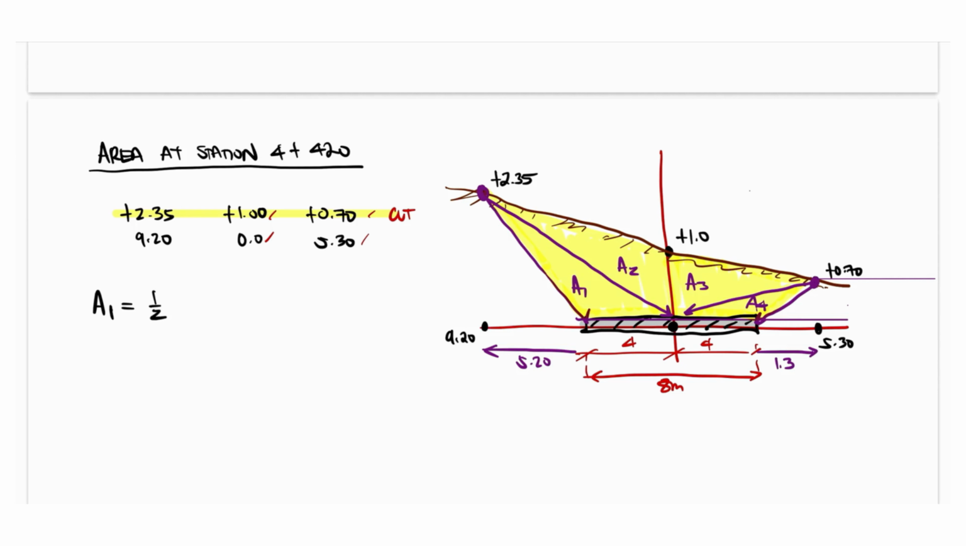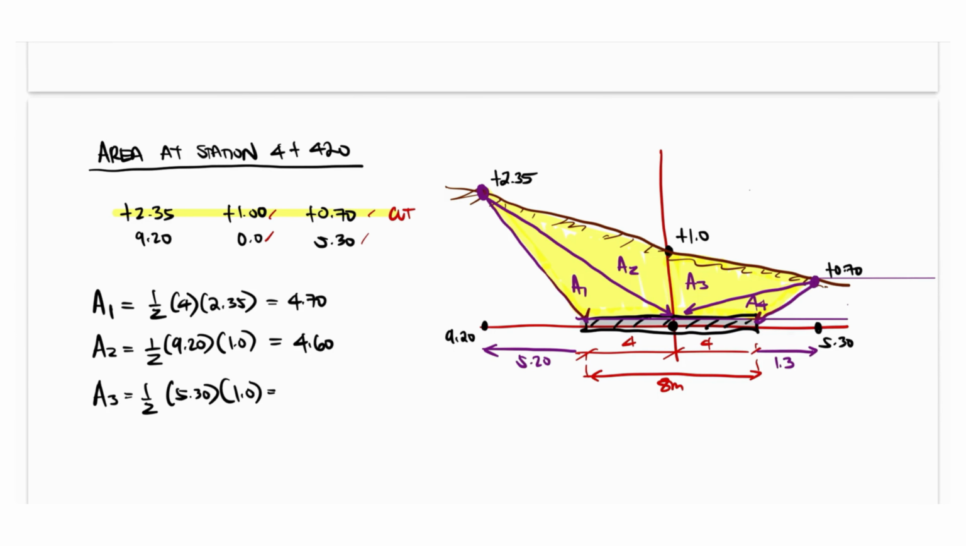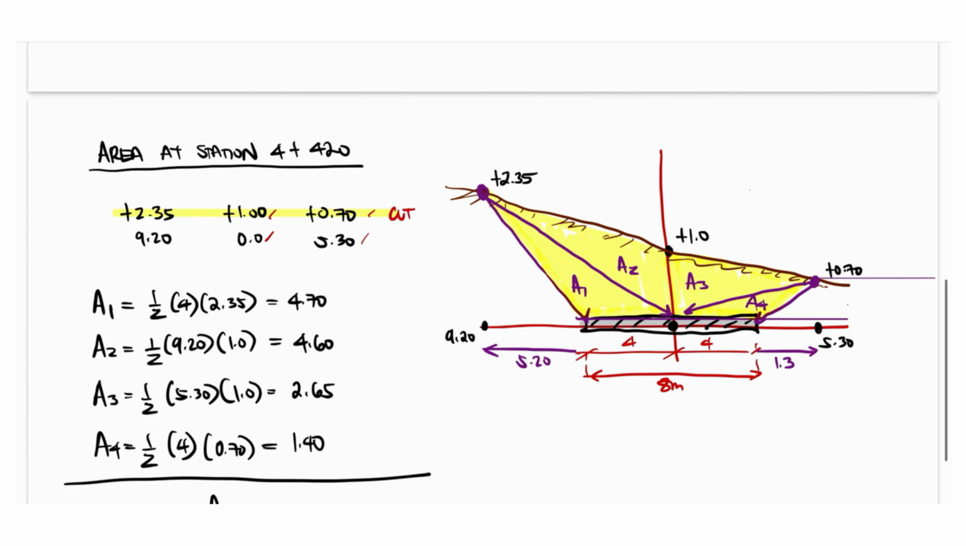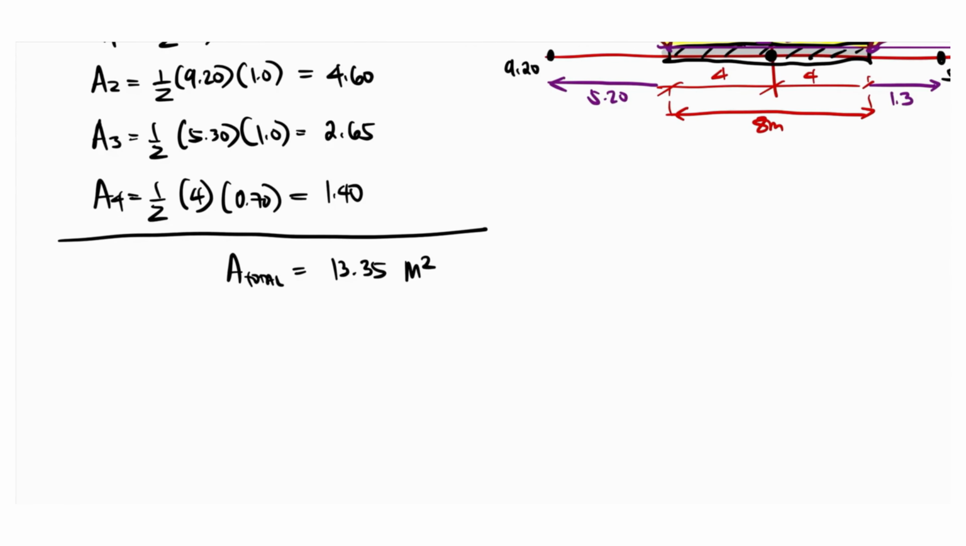For A1, it is equal to 1/2 times the base, 4, times the height, 2.35. A1 is equal to 4.70. Then, for A2, it is equal to 1/2 times the base, 9.20, times height, 1. It is equal to 4.60. Next, for A3, it is equal to 1/2 times the base, 5.30, times the height, 1. A3 is 2.65. Lastly, for A4, it is equal to 1/2 times base, 4, times height, 0.70, which is equivalent to 1.40. Adding all the segments, the total cross-sectional area is 13.35 square meters.